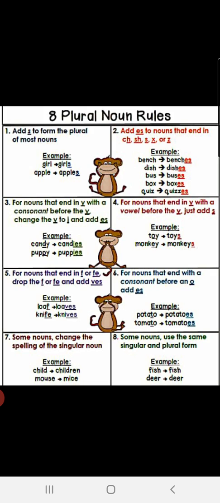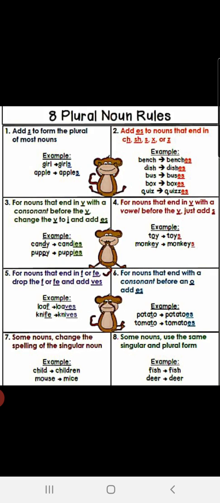Like child becomes children, mouse becomes mice. That means the singular noun is different and the plural becomes completely different. Clear? Like man, M-A-N is man; M-E-N becomes men. Clear?